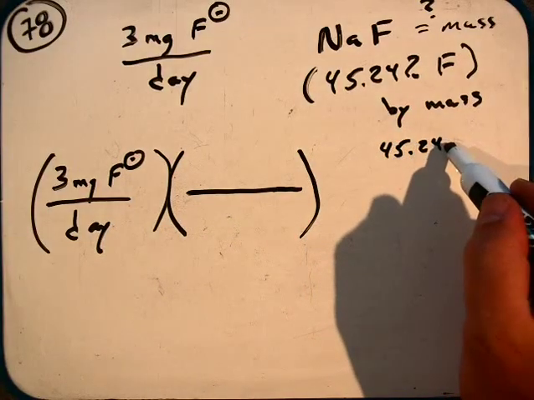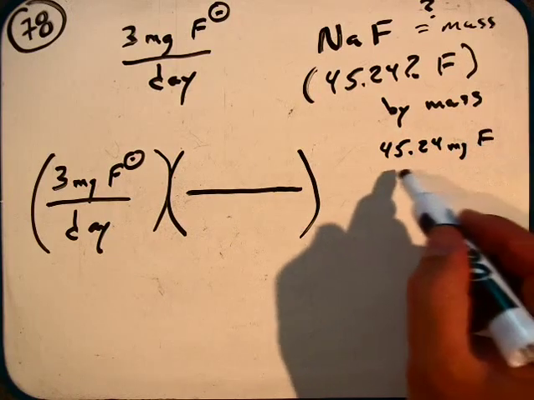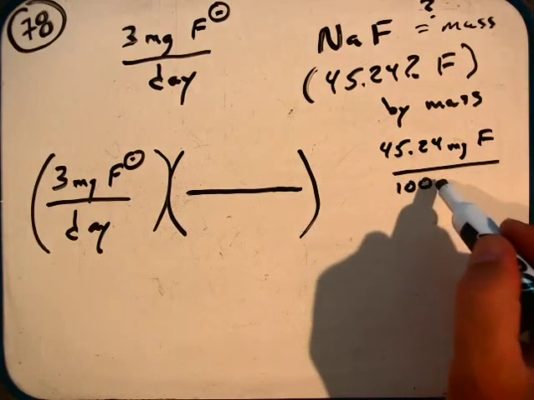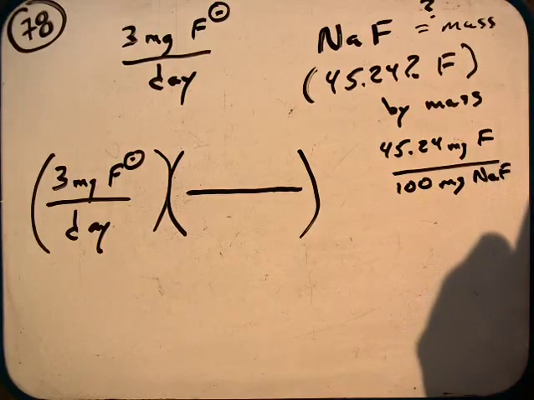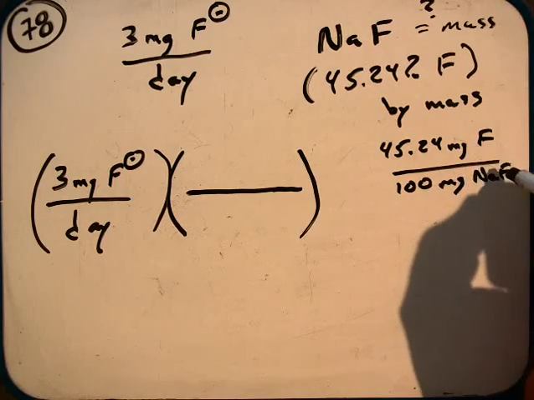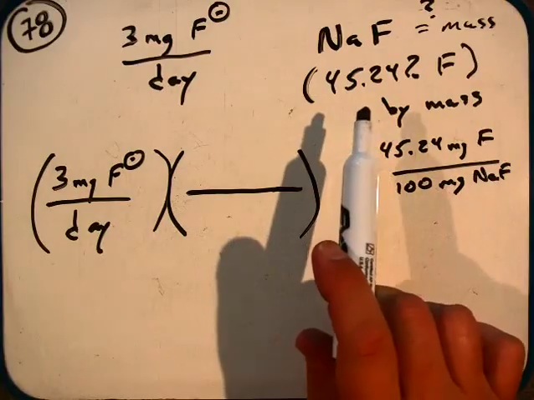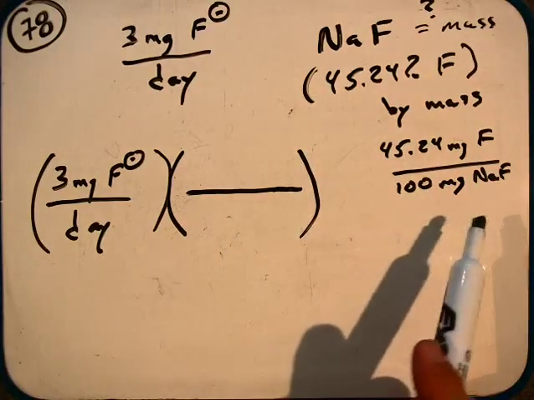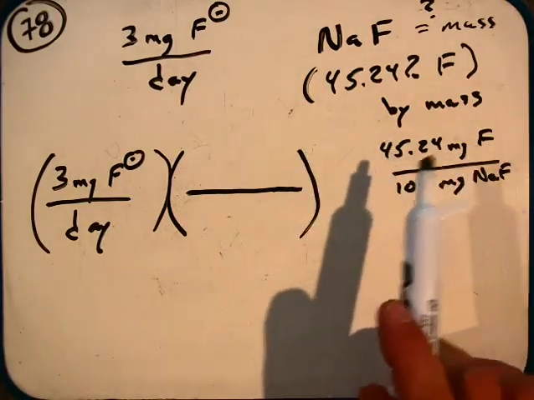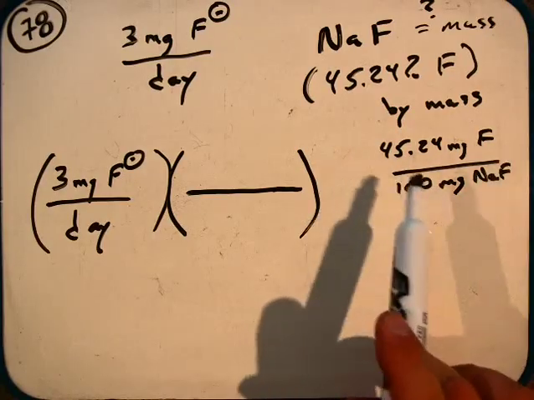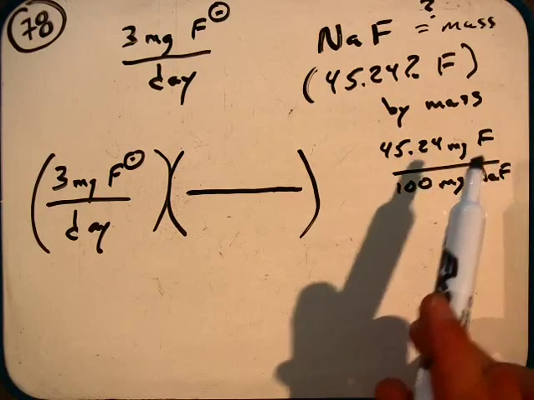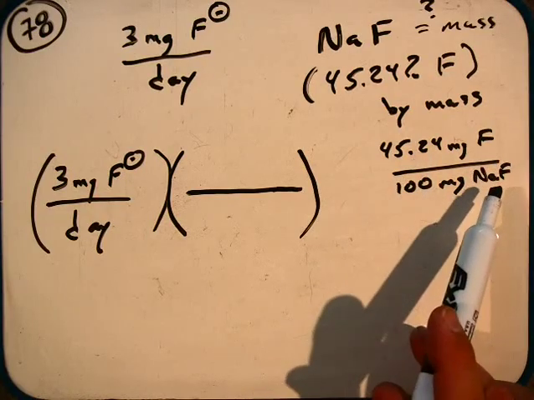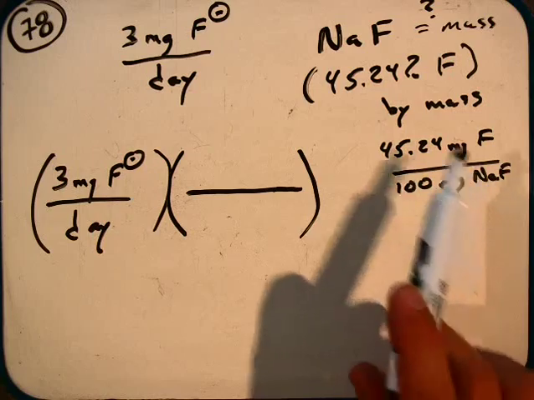45.24 milligrams of fluorine for every 100 milligrams of sodium fluoride. I apologize, sodium fluoride. This fraction here is really simply 45.24%. And so we're going to use this as our conversion value. And we're going to use it in such a way so that our milligrams of fluoride cancel out and we are left in milligrams of sodium fluoride, because that's what we want.